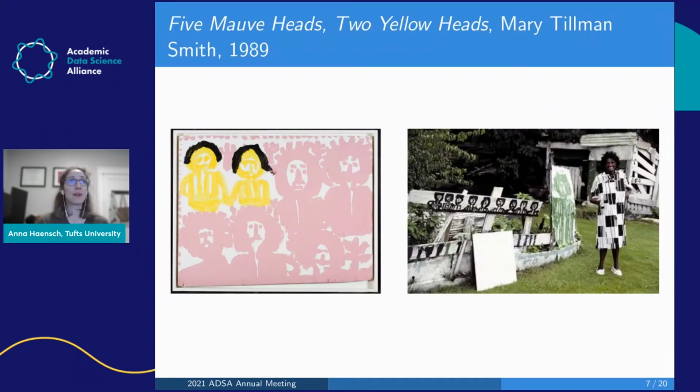Here we have a work that is in a very different space. The prior two works we saw were really descriptive in their elements, showing pictures of people who were meant to be identifiable. And this one is situated more in the poetic realm. The piece is called 5 Mauve Heads, 2 Yellow Heads, and it's by Mary Tillman Smith, painted in 1989.